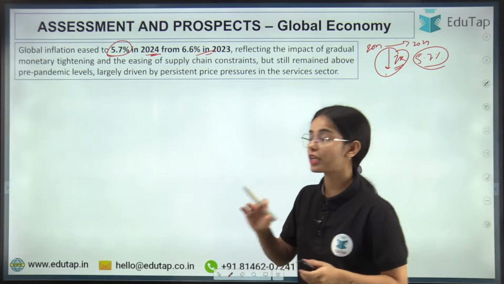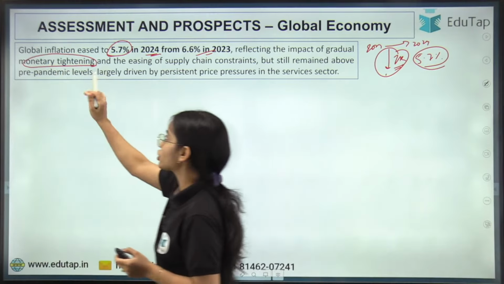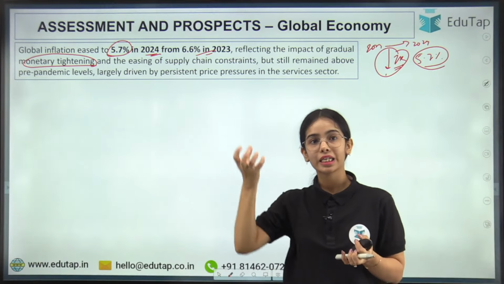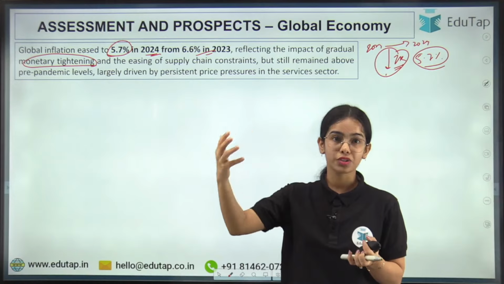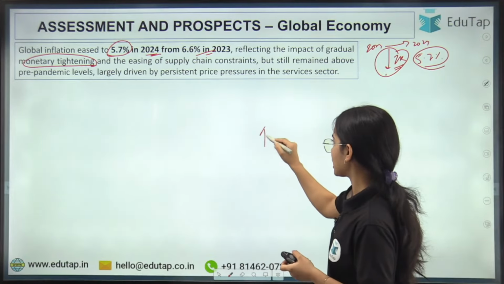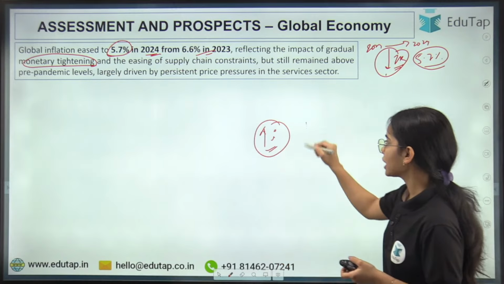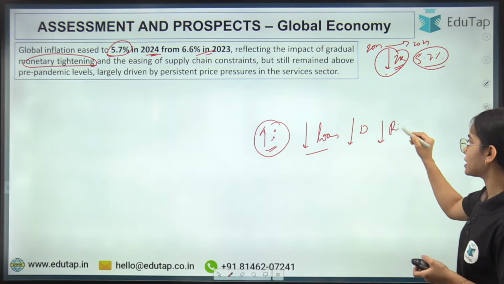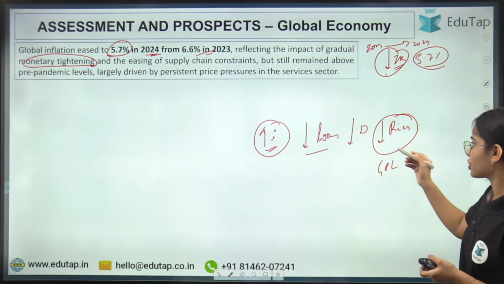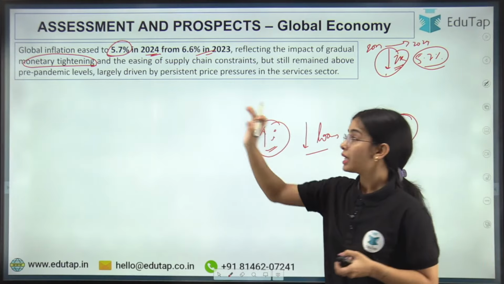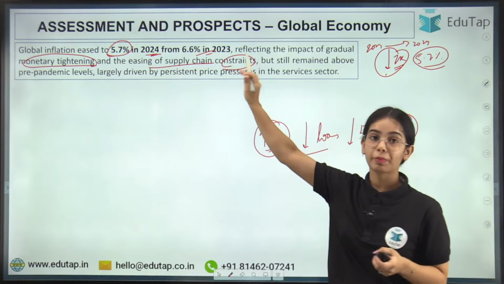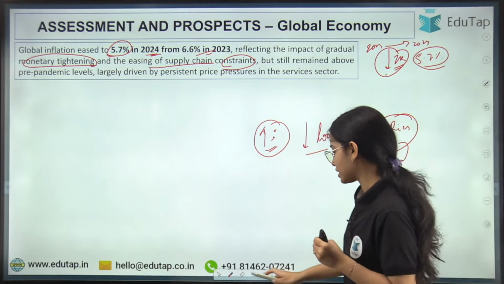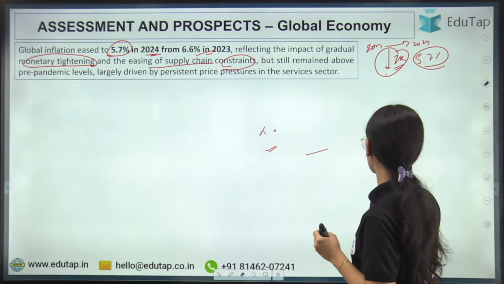This was because of the monetary tightening done by the major monetary authorities around the globe. They increased the interest rate in their economies. When the interest rate is increased, at higher interest rates there will be fewer loans taken. Fewer loans means less demand, and less demand means lower prices, and so the general price level starts getting controlled. As well as the easing of supply chain constraints. Supply chain pressures also eased. Due to this, the inflation rate started to decrease.